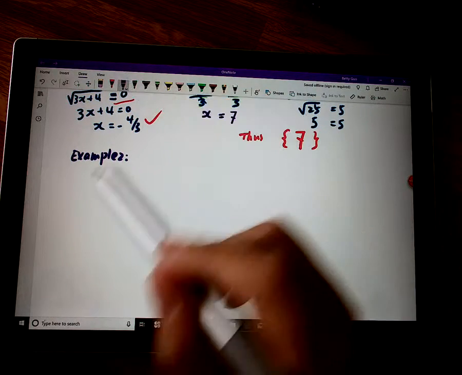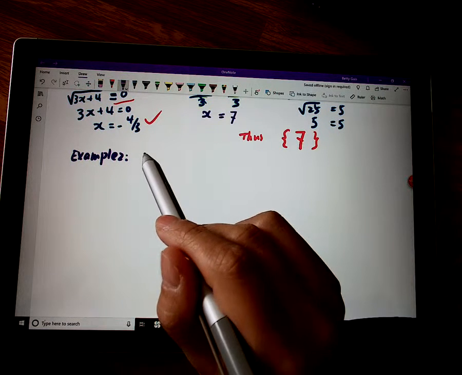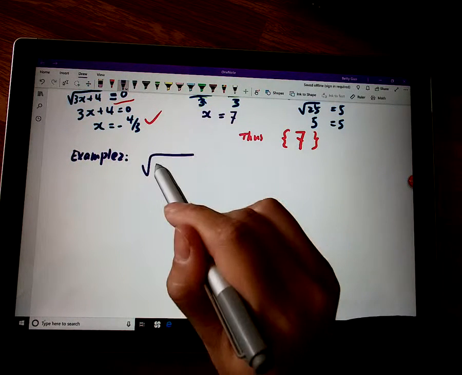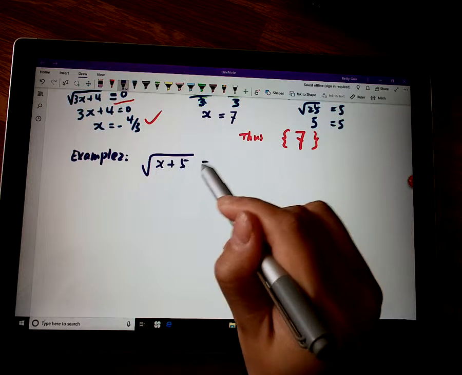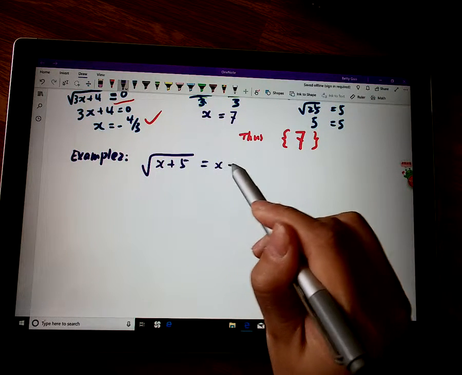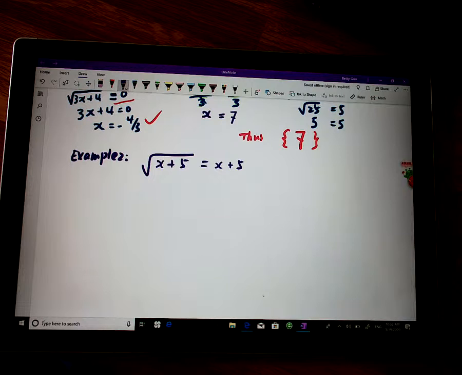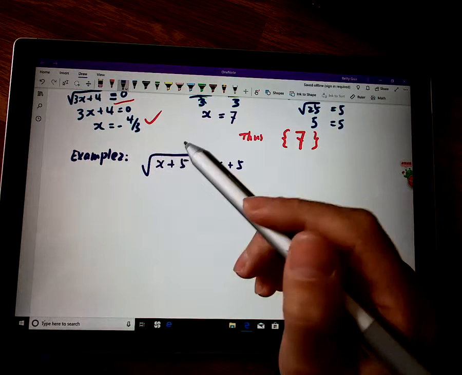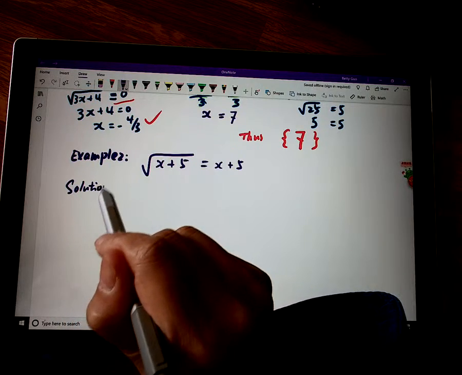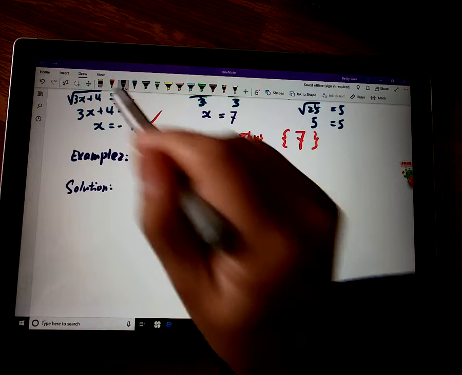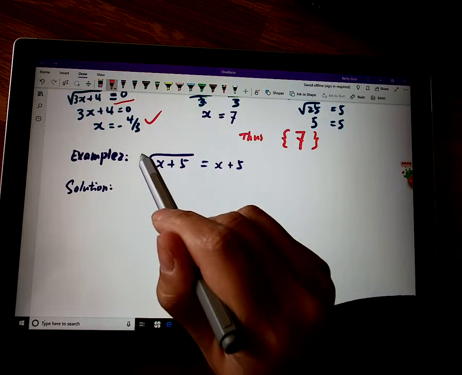The equation is square root of x plus 5 equals x plus 5. All right, we're going to apply the guideline again, okay? How many radicals do you see? One radical only. And what's the root number of the radical?